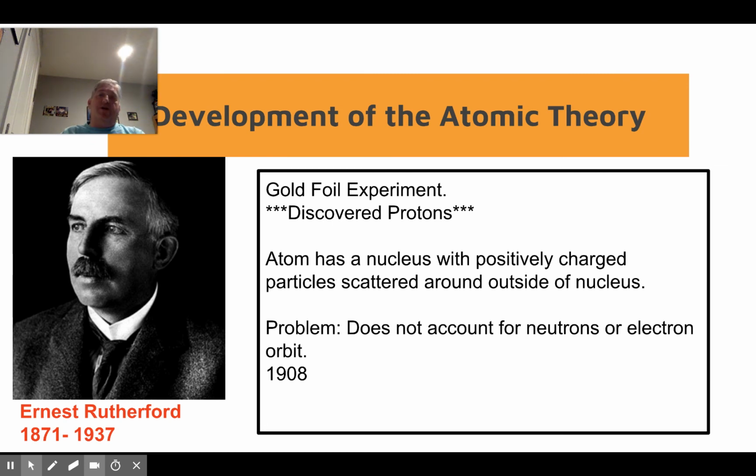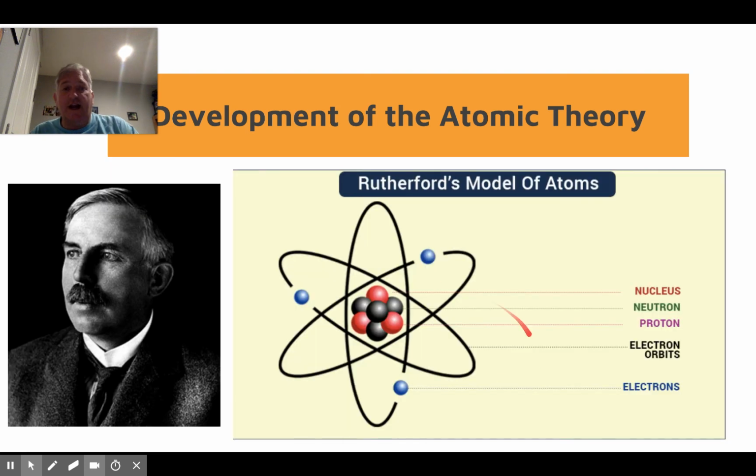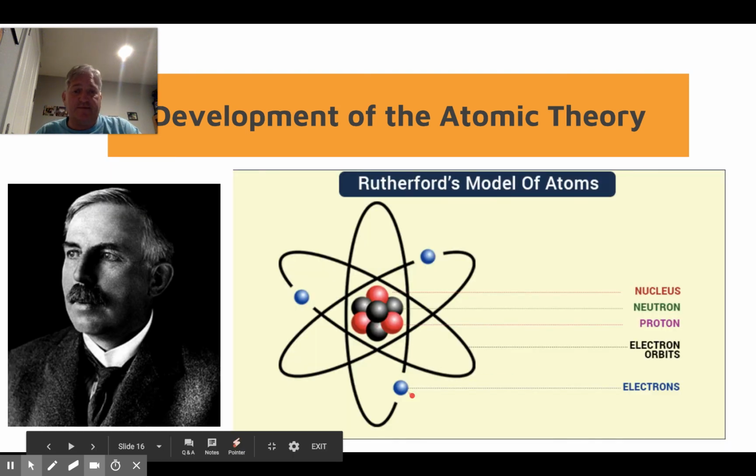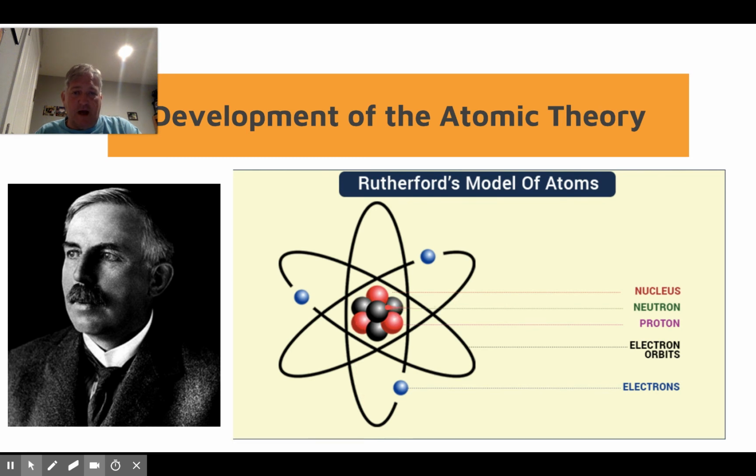Ernest Rutherford uses what's called the gold foil experiment. He bombards gold foil with atoms, with just various sundry atoms. And he realizes that the atom has a nucleus with positively charged particles that are scattered around the outside of its nucleus. He didn't account for neutrons or electron orbits, and so it will look kind of like this. So here's your nucleus. You have a neutron, you have a proton, you have these orbits, and you have electrons.